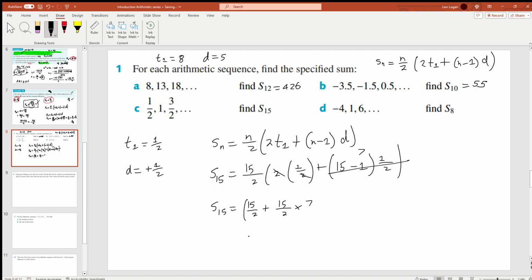So at the moment we've got some stuff here we need to do. 15 times 7 is 35, then 70, so 105. So you get 105 over 2 plus 15 over 2. Now you can just add those together and you'll get 120 over 2, which is 60. So the sum of your first 15 terms is 60 here, which makes sense because they're all positive numbers and that's a lot of terms you're adding up. So that's what I was expecting as well.